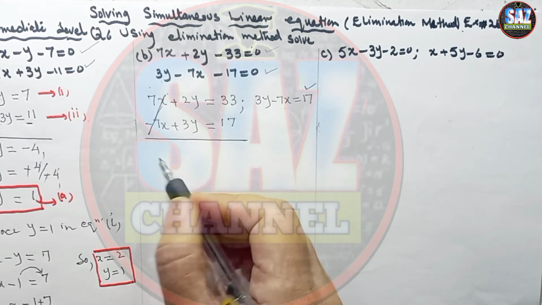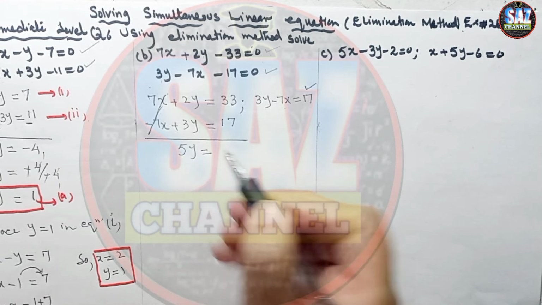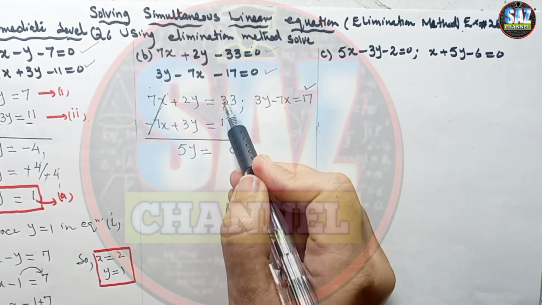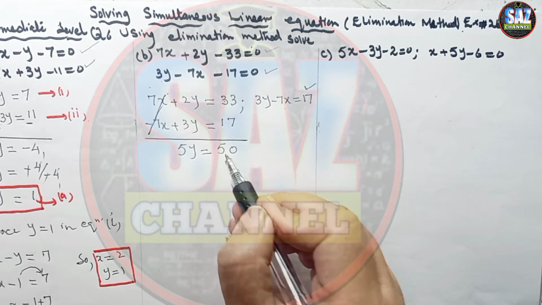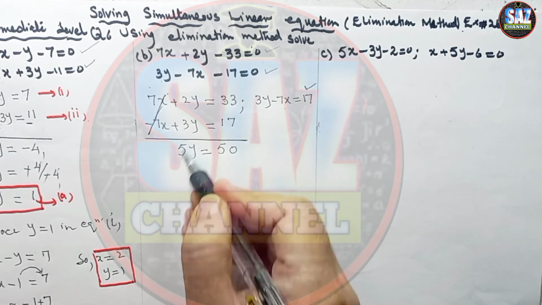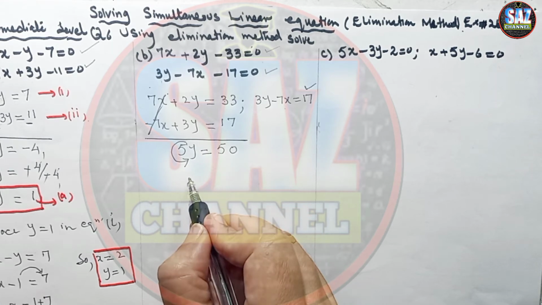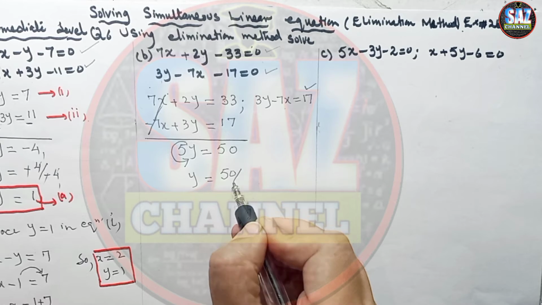2 plus 3 is 5, so it will give me 5y. 7 plus 3 is 10, 3 plus 1 is 4 and 1 carry, that will give me 5y equals 50. Now in order to get the value of y, I have to shift this 5 to the other side. y equals 50 by 5.